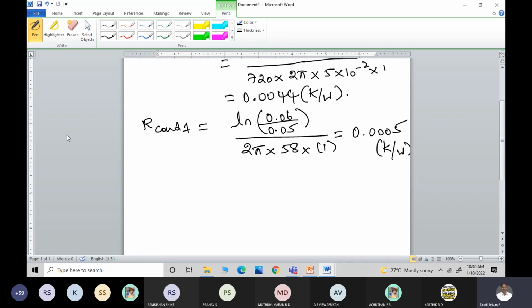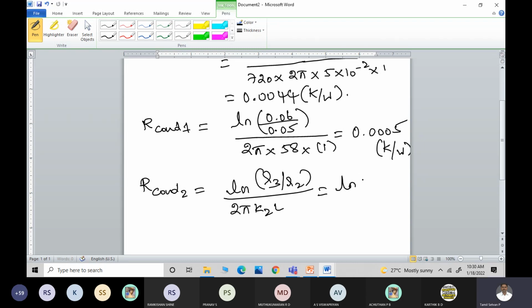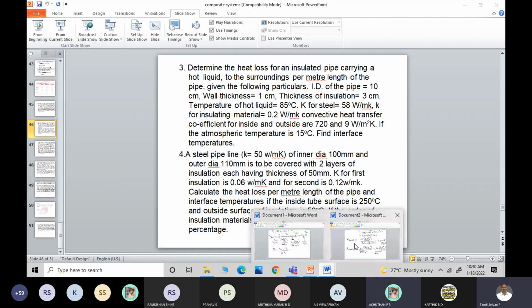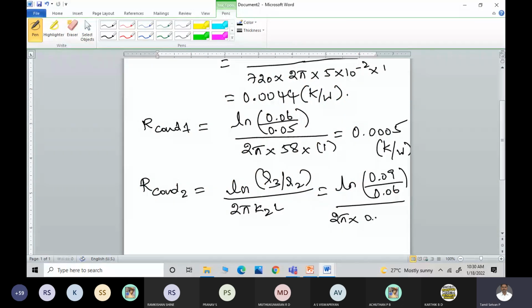Okay, so this is the first conductive resistance. The next one is R conductive 2. So that is natural log of R3 by R2 divided by 2 pi K2 L. So natural log of R3 0.09 divided by 0.06 divided by 2 pi into K2. That value is very less. I think it is 0.2. 0.2 into 1. How much is it? So calculate this one.